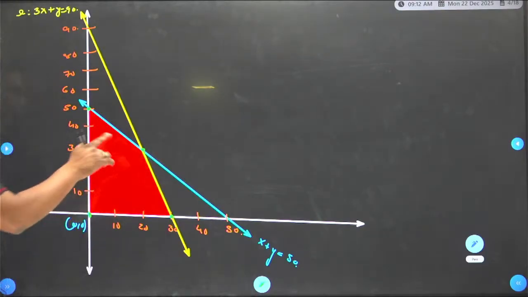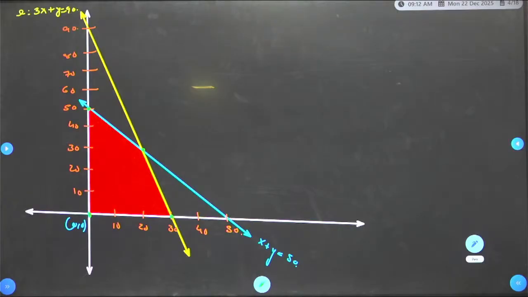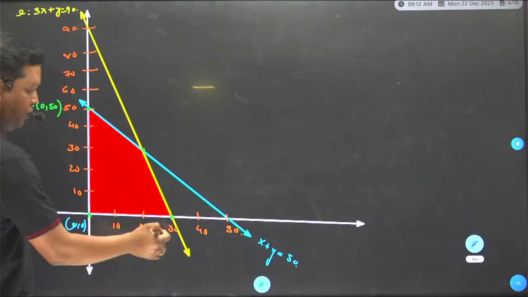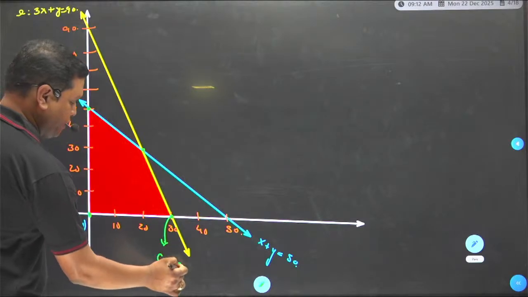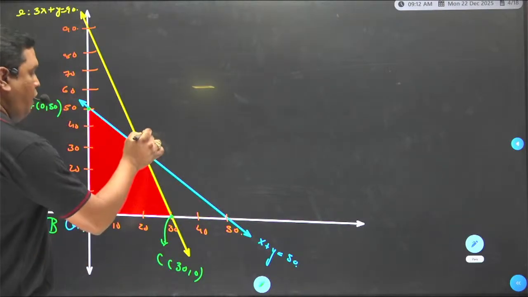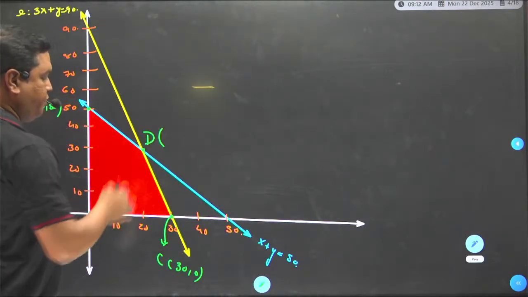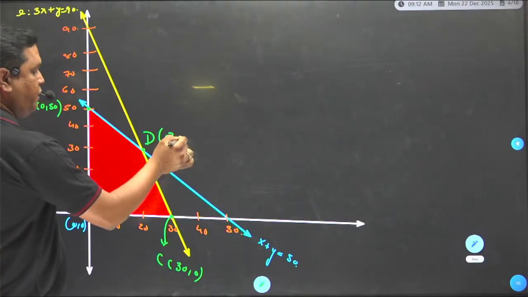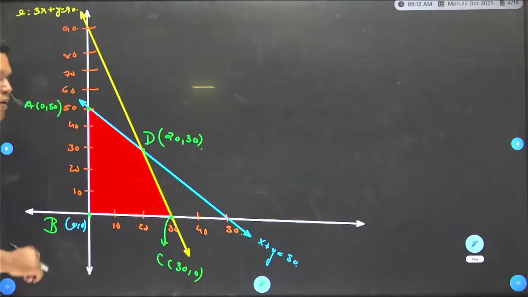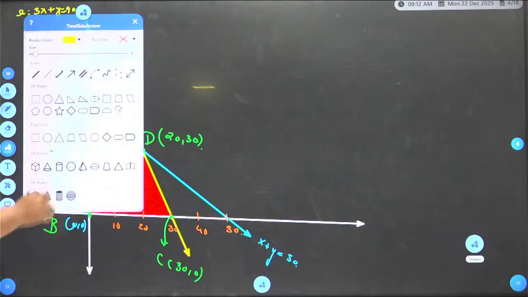Now the fourth point you have to find according to the elimination method. First one is 0, 50. B is 0, 0. C point is 30, 0. What is D? 20, 30. Complete? Please don't take long. Now, according to this, make it a table.